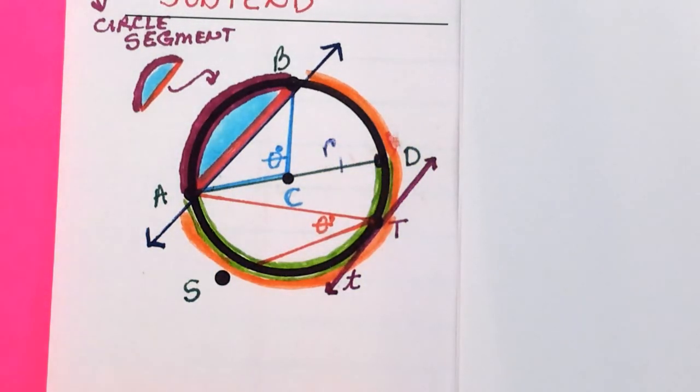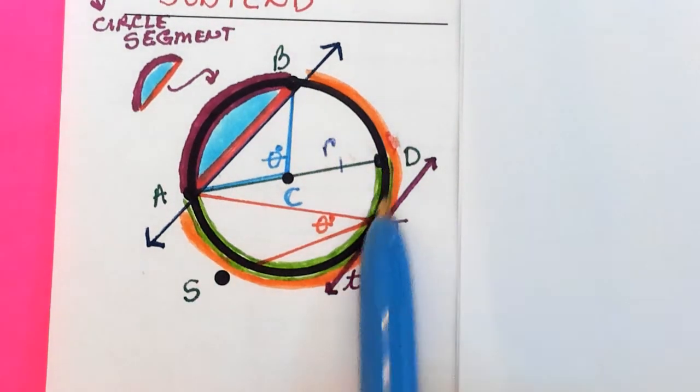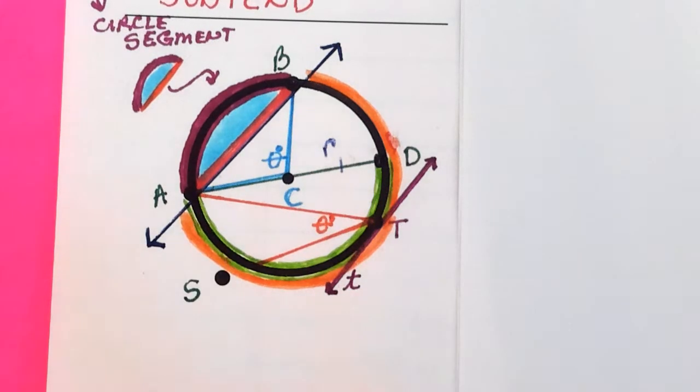The unique arc with endpoints on the diameter, like this lime green color stretching from A to D, is a semicircle because it's exactly 180 degrees.